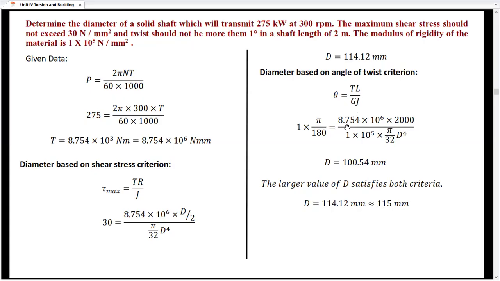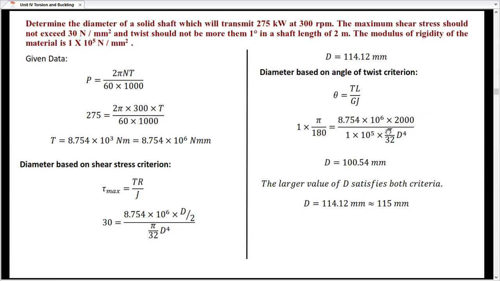into J. So torque value we have 8.754 into 10 raised to 6 Newton mm. Length we have 2 meter, that is 2000 mm, upon G value 1 into 10 raised to 5, that is modulus of rigidity, and J value pi by 32 d raised to 4. Now it is a solid shaft. That's why we have taken that J as pi by 32 d raised to 4.